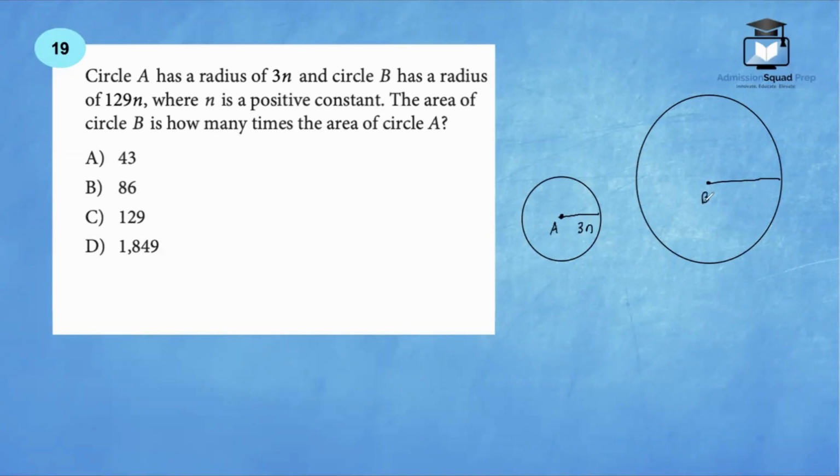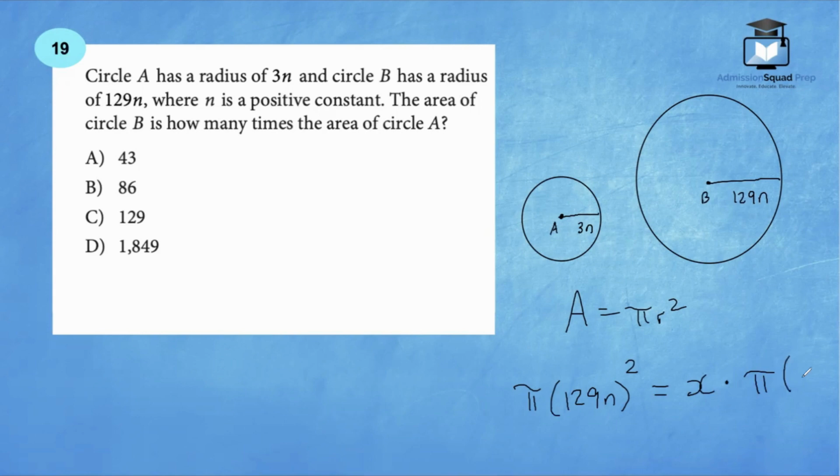And the second circle here is going to be circle B, and it has a radius of 129n. So first of all, the area of a circle is pi r squared, so we want to make sure we are using that formula. Now it says the area of circle B, which is going to be pi times 129n squared, right? Because that's the radius, 129n, is how many times the area of circle A. So x times the area of circle A, which is going to be pi times 3n squared.